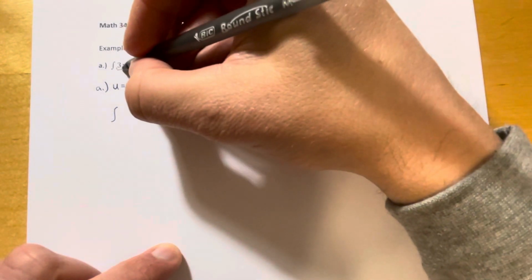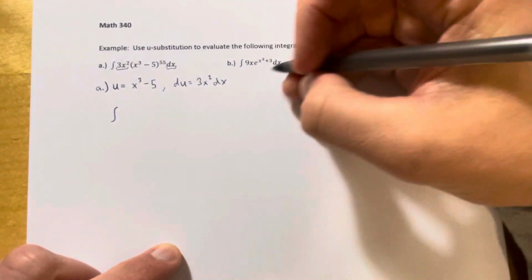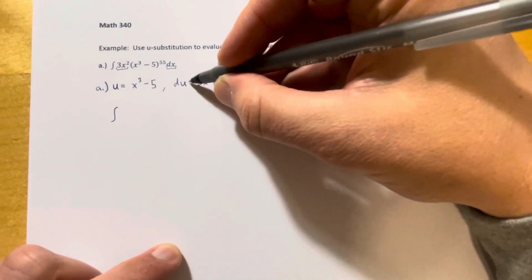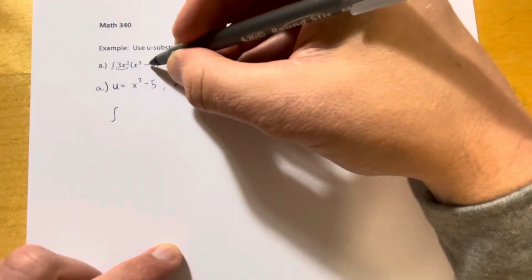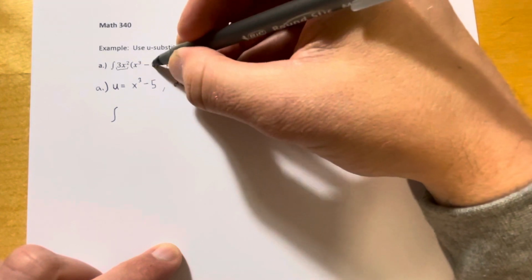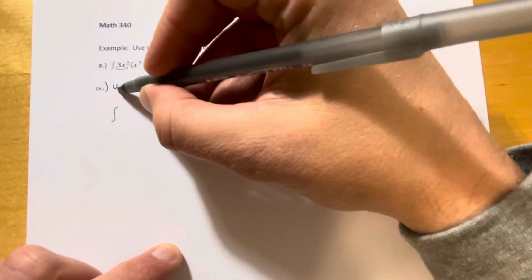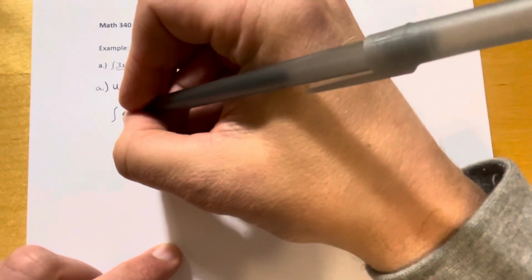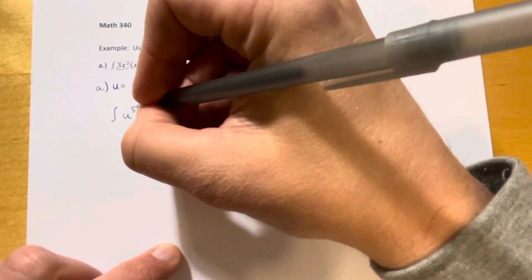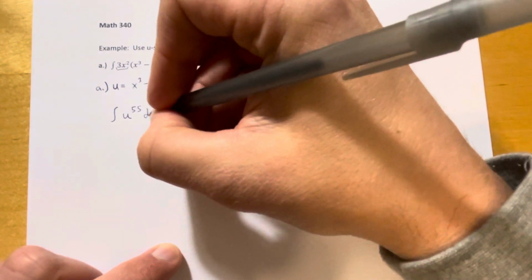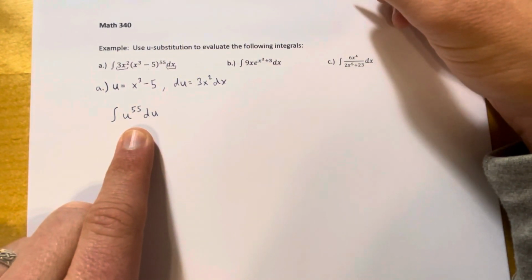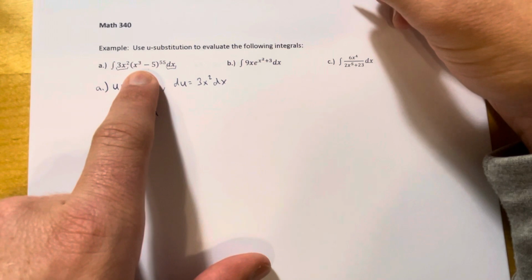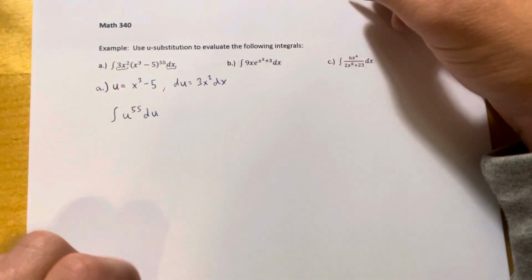So if you notice, the 3x squared and the dx here all make up this du. So together, those things are going to make a du. And then what's here, the x cubed minus 5, I'll swap that out for a u and write it as u to the 55th power. I have u to the 55th power du. This is a significantly easier integral to handle than the original one was in that form.